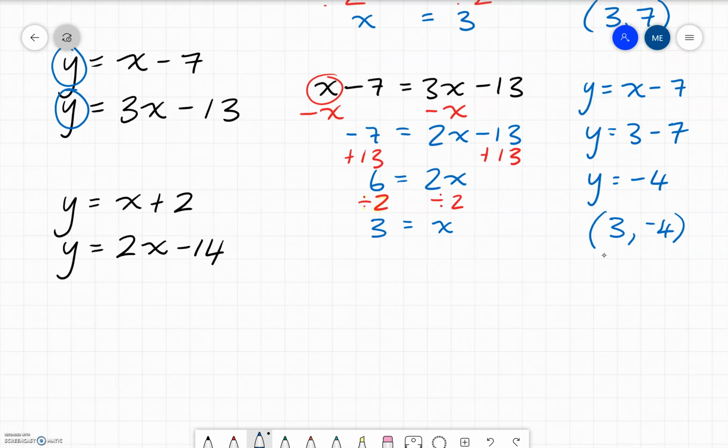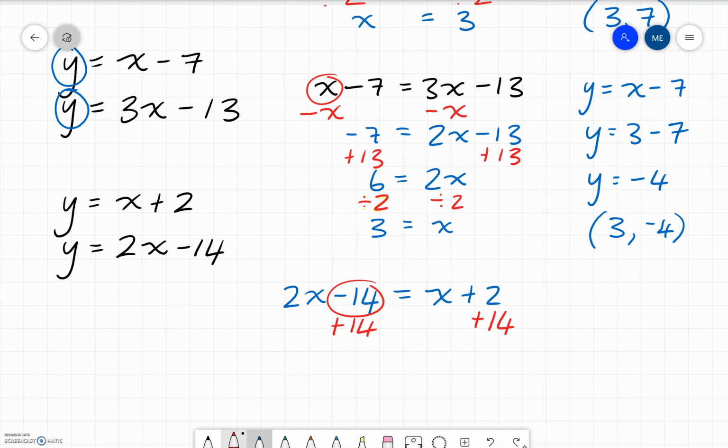For our final example, y equals x plus 2, y equals 2x minus 14. So we can set these equations to each other. They both equal y, they both equal the same thing. So 2x minus 14 equals x plus 2. The first thing I'm going to do is get rid of this negative 14. I don't want it on this side, I only want x's. So I'm going to add 14 to both sides. So that gives me 2x equals x plus 16.